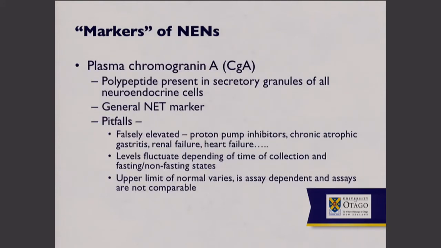So the common blood one is chromogranin A. It is present in secretory granules of all neuroendocrine cells, and it's a general marker, particularly on immunohistochemistry, but it's actually a really bad marker when we're looking at it in blood. It can be falsely elevated by all sorts of things.